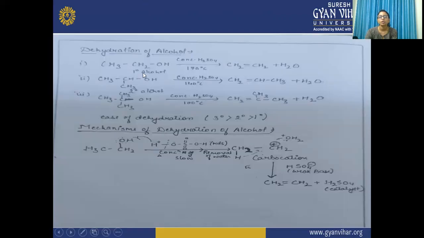Here dehydration of alcohol is shown for the 3 types of alcohol: primary alcohol, secondary alcohol, and tertiary alcohol. In all 3 alcohols, alkene is formed, but the difference is that the temperature in case of primary alcohol is higher as compared to tertiary alcohol. In primary alcohol, the temperature is 170 degrees centigrade, and in case of tertiary alcohol, the temperature is 100 degrees centigrade. So the ease of dehydration is tertiary > secondary > primary.